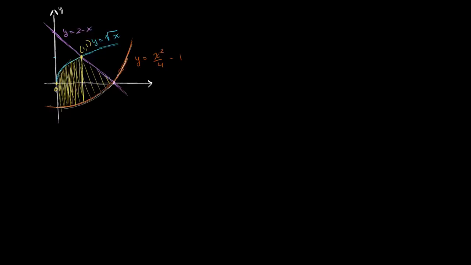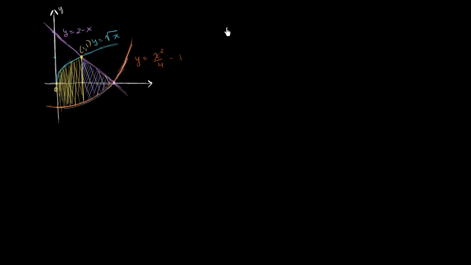And then we can separately tackle figuring out the area of this region from x is equal to 1 to x is equal to 2, where y equals 2 minus x is the upper function. So let's do it. Let's first think about this first region.